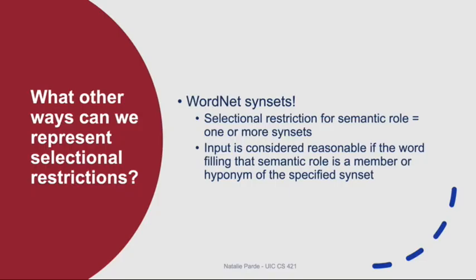This is a fine approach for representing selectional restrictions, but there are also other alternatives. In fact, there are simpler formalisms that work just as well with less computational overhead. For example, an alternative approach would be to specify WordNet synsets as selectional restrictions on arguments. Meaning representations would then be considered reasonable if the words filling semantic roles were members or hyponyms of the specified synset.